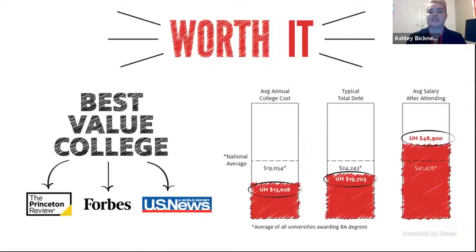Additionally, when we look at the average salary after attending a 4-year institution, it's less than $41,500 nationally, but the average UH student is making $48,900. So on average, our students are paying less for university, graduating with less debt, and making more money. And I don't know about y'all, but that sounds pretty good to me. I'm always down to save some money.